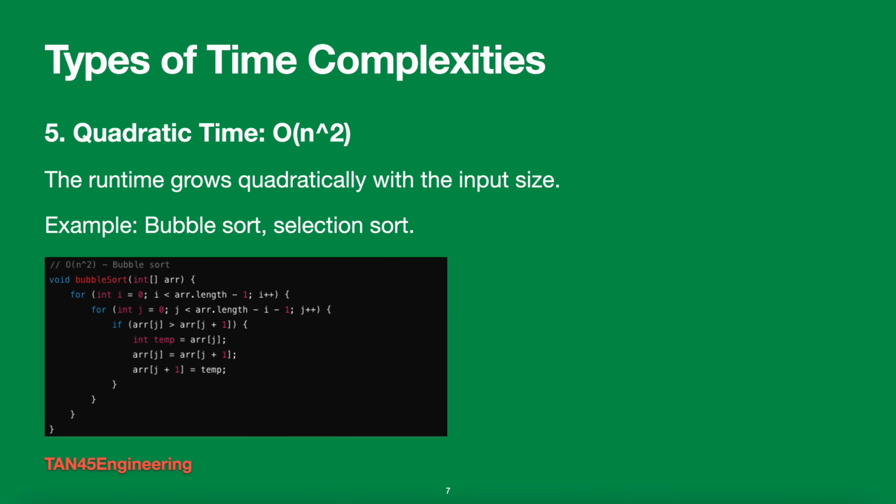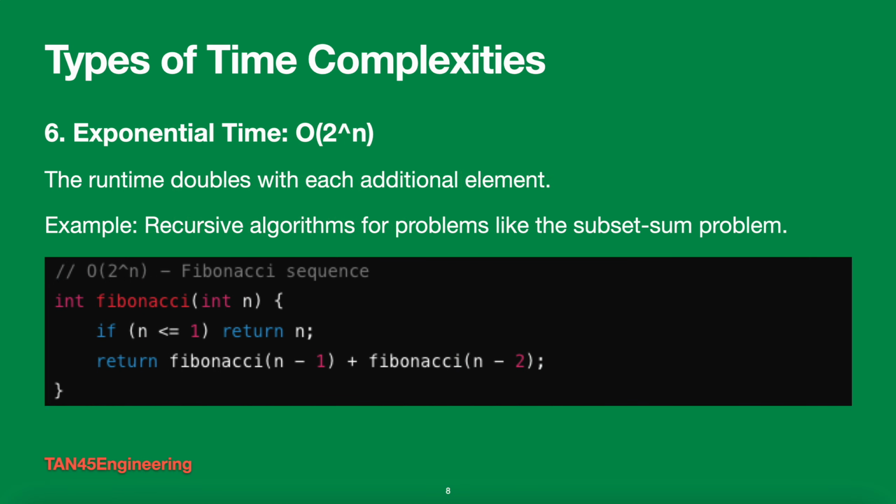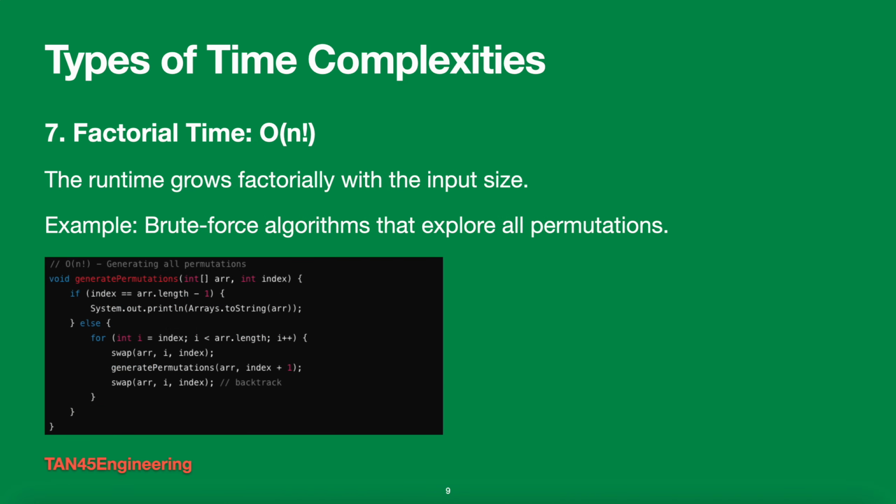Also, okay, I'll come to it. Quadratic time complexity, n raised to the power 2. It goes quadratically with the input size. Exponential time complexity, 2 raised to the power n: runtime doubles with each additional element, right? Factorial time complexity, and factorial we just discussed.